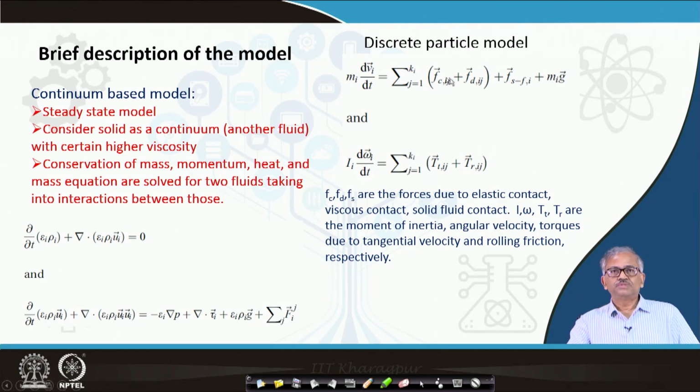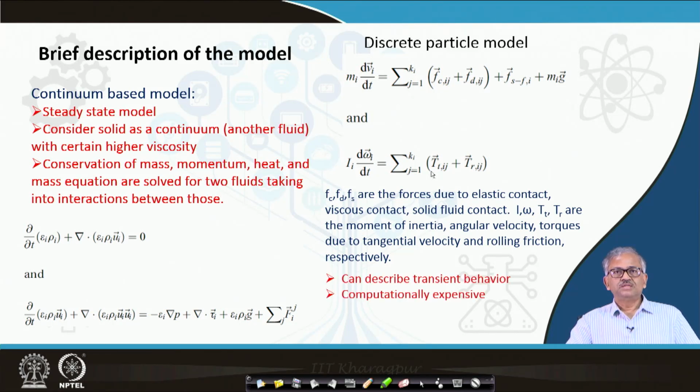So that is from Newton's second law of motion, and this is for translational velocity and this is for angular velocity. For angular velocity, the summation is basically the torque. One is the tangential torque, another is the torque due to rolling friction. So what I want to mean is that each and every particle undergoes a force balance, and then we can predict their location and time. This correlation we can make, time versus location, okay. So that is the discrete particle model.